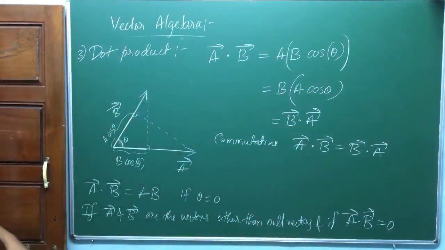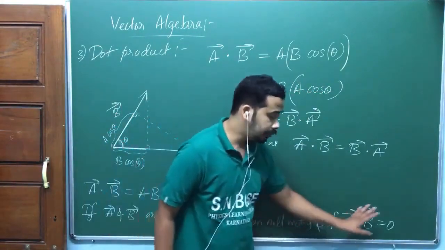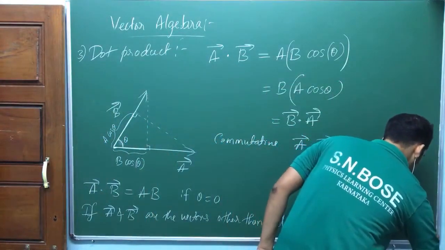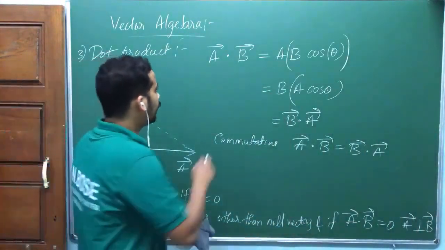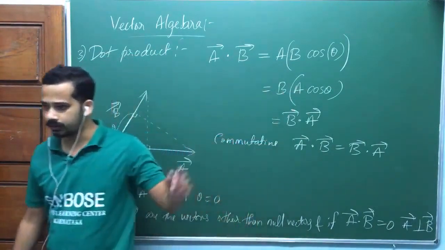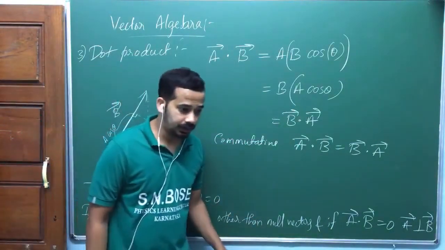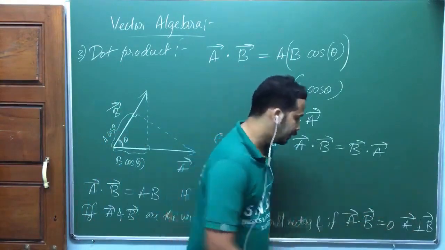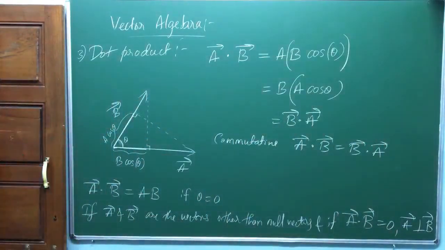If A and B are vectors other than null vectors, but the dot product vanishes, then A is perpendicular to B. Be careful while defining that one. Among A and B, if one of them is a null vector, then also the dot product is 0, isn't it? So let me take vectors which are not null vectors, and if the dot product between them vanishes, then we say they are perpendicular. Dot product is a scalar. You know that one, isn't it? Scalar product.